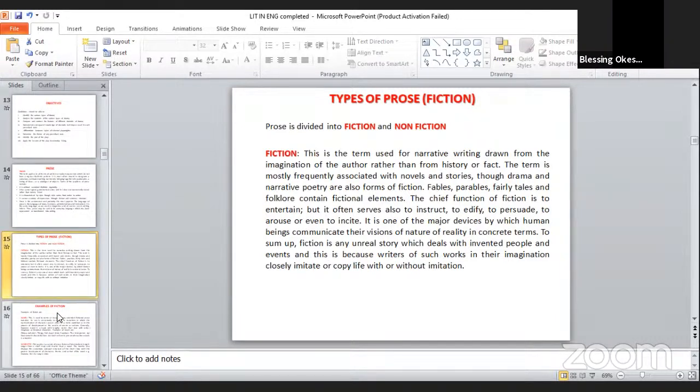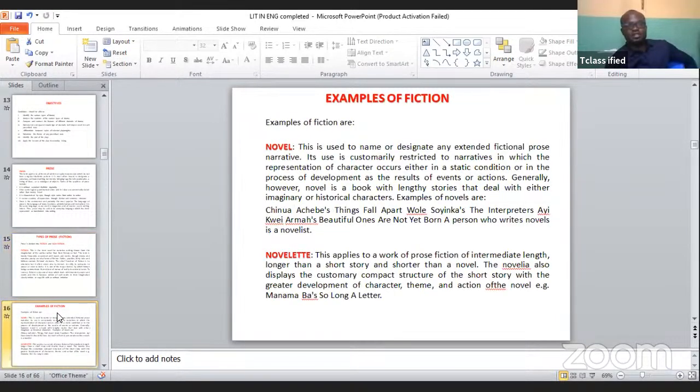Okay, so let's look at examples of fiction. So examples of fiction are novel and novelette. So novels are used to name and designate any extended fictional prose narrative. Very good examples of prose are Things Fall Apart by Chinua Achebe.